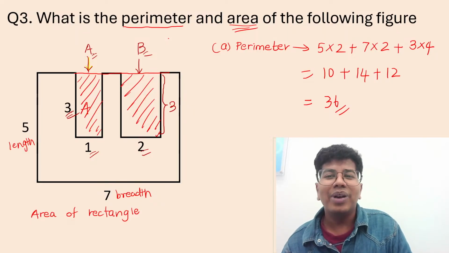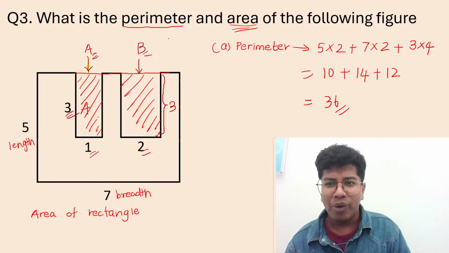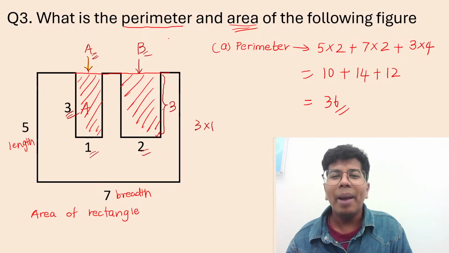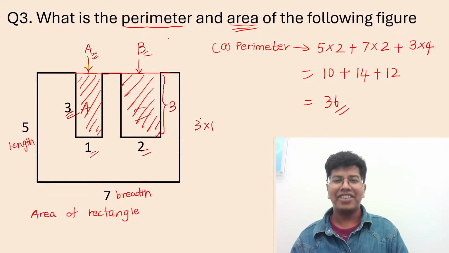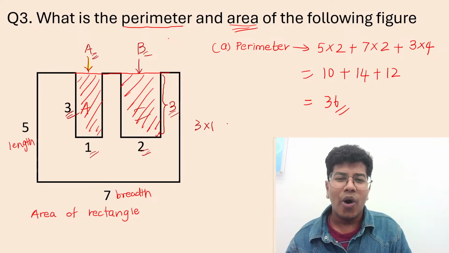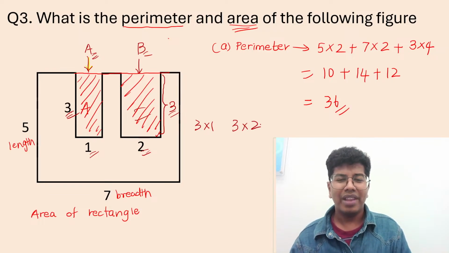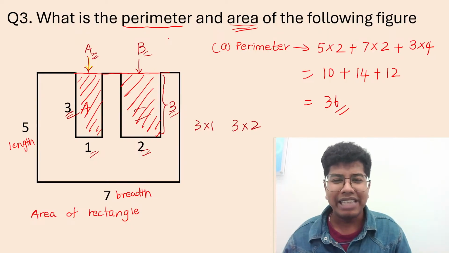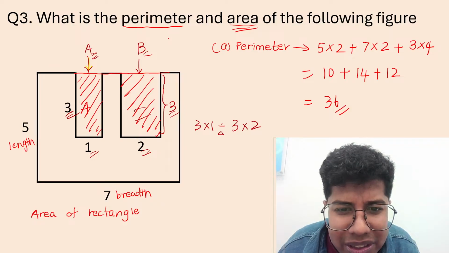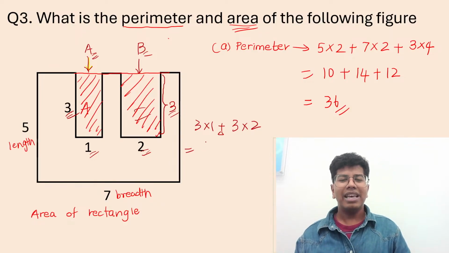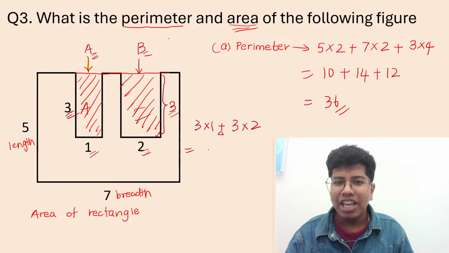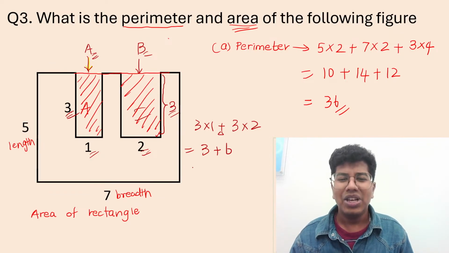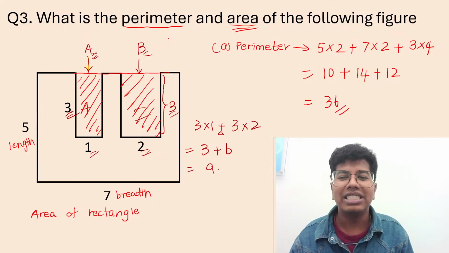So can we calculate the area of part A? Yes, we can. What is the formula? It's 3 times 1. What about part B? Its length we know, width we know. It's 3 times 2. And how can we find the total area of A and B? Which sign should I put in the middle? Just plus. So 3 times 1 is 3, plus 3 times 2 is 6. So if we calculate, that is just 9.